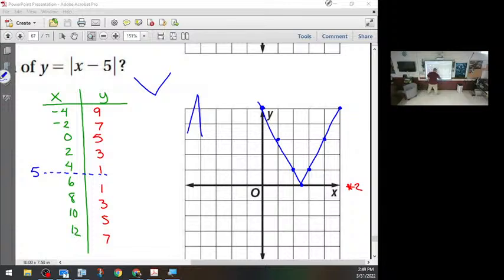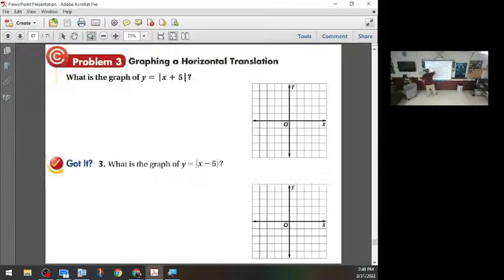Okay. I want you to look at these two graphs. I want you to look at their two equations. Okay, 1 through 5, 4, 5, and then we went by.